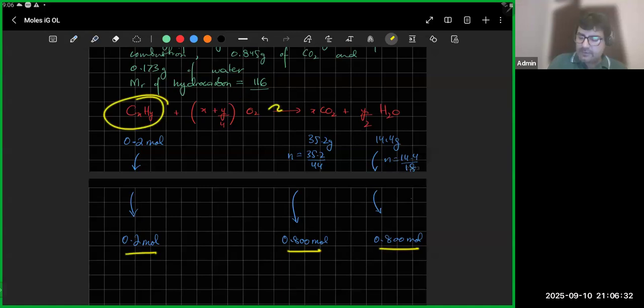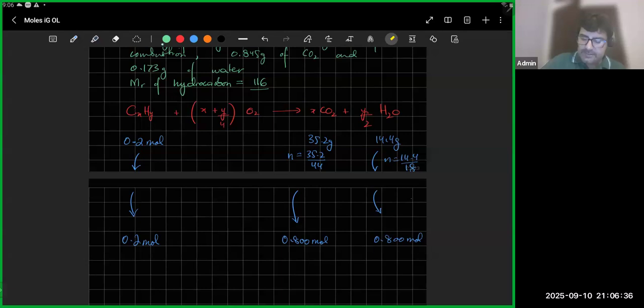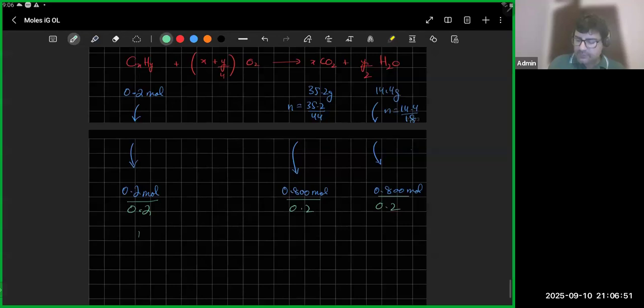Equations are always balanced in whole numbers, so I need to convert these moles into whole numbers. To convert them into whole numbers, I would divide by the smallest, which in our case is 0.2. If I do that, what do we get? The first one is 1. This would come out to be, I think, 4. And this would also come out to be 4.